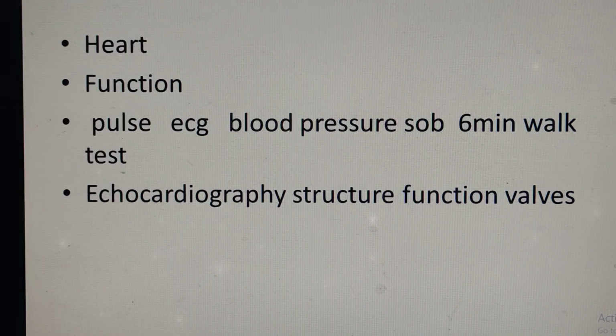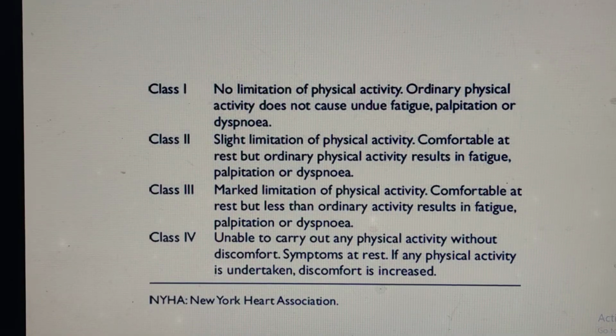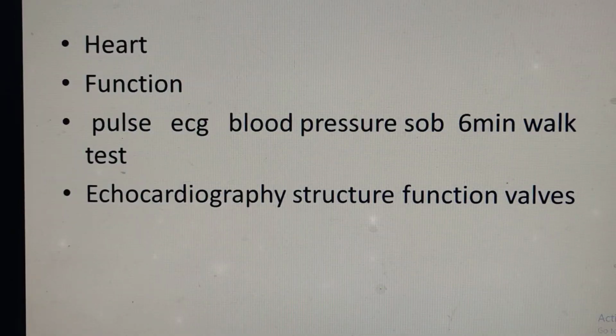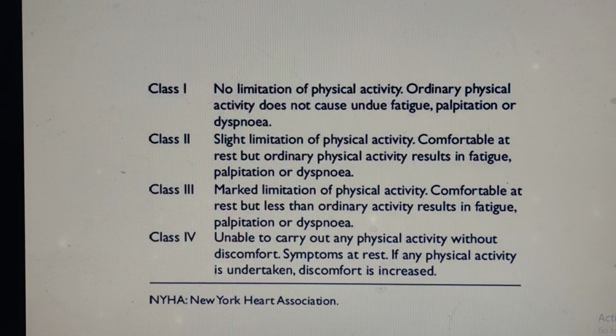If the heart is perfectly fine, you have a very good chance of recovering much faster, right? Now the second thing. Whenever we talk about the heart and shortness of breath, we have the NYHA, New York Heart Association classification. So we classify the patient on the basis of class 1, 2, 3, 4.